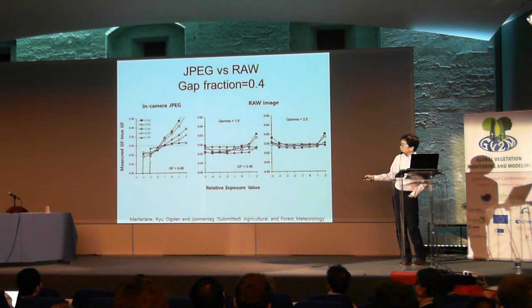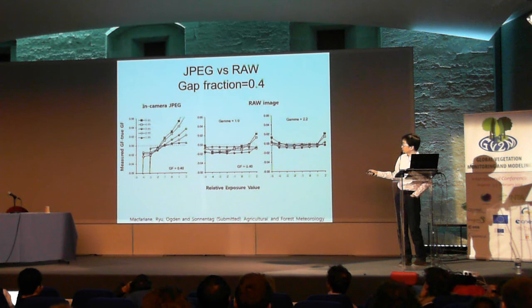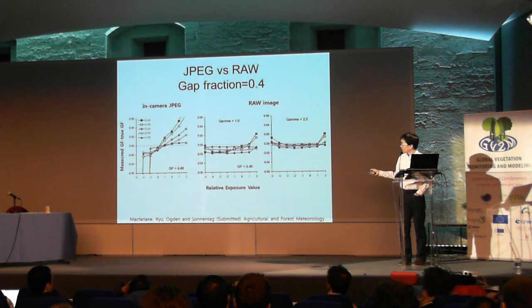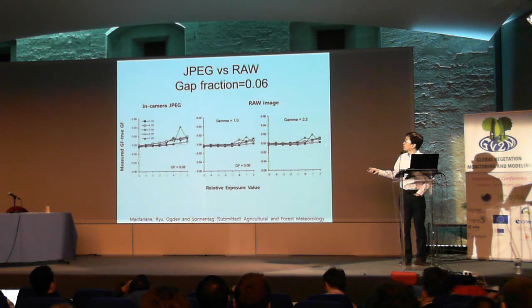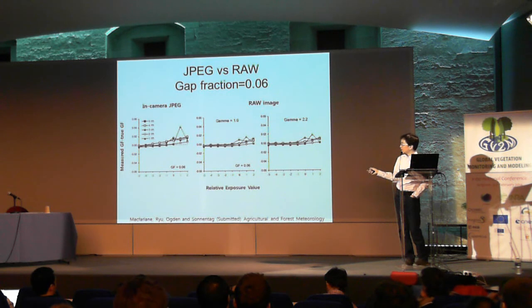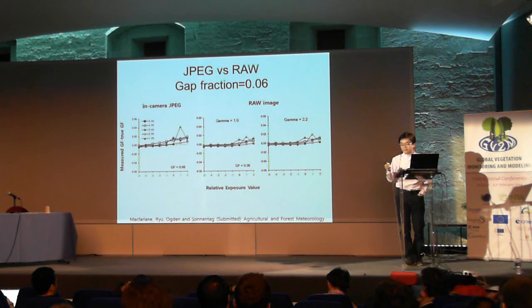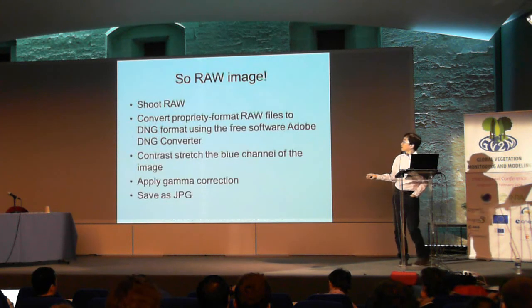Overall, the JPEG image shows some large bias depending on the exposure, but the raw image showed fairly consistent results, in particular after gamma correction. There was apparently little bias. And this is a case of gap fraction 0.4. And in the case of gap fraction 0.06, the raw image after gamma correction still showed less bias compared to in-camera JPEG.